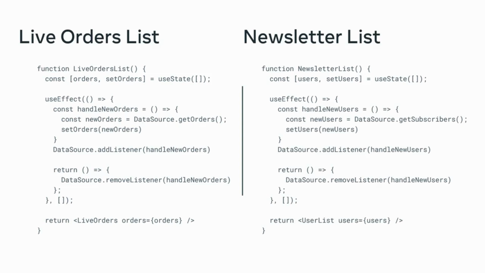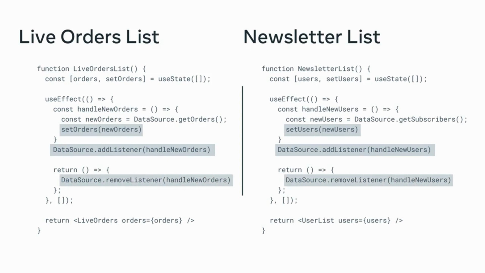Upon examination, they both add a change listener to data source on mount, set new state whenever the data source changes, and remove the change listener on unmount. You can imagine that in a large app, the same pattern of subscribing to data source and setting local state with new data will occur over and over again.